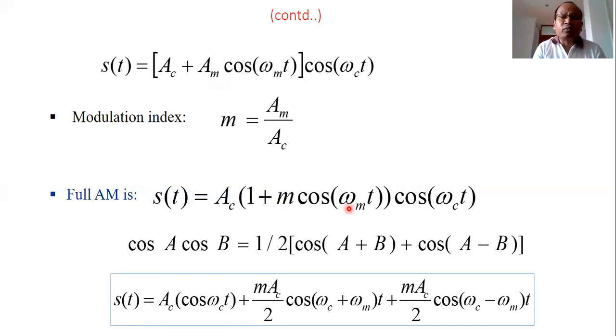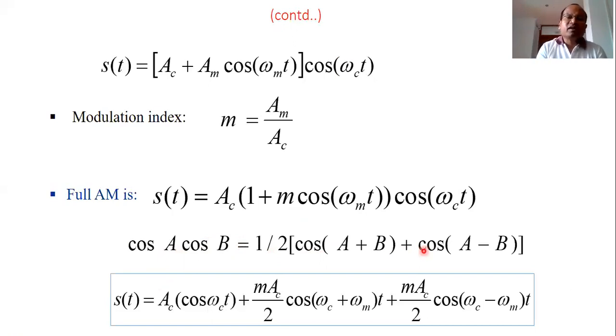If we can expand it, we'll get AC cosine omega ct as the first term, then plus M into AC cosine omega ct cosine omega mt. So there is a product term in the second part of AM, M into AC cosine omega mt cosine omega ct. Can we simplify it? Yes. We know that by mathematics, cosine A into cosine B can be written as 1 by 2 into cosine A plus B plus cosine A minus B.